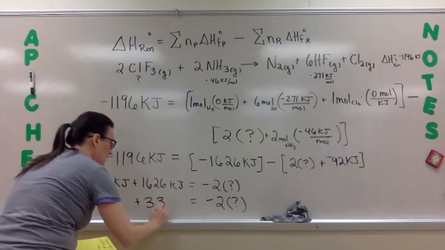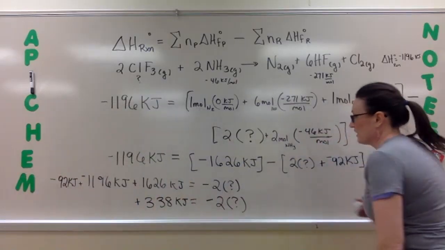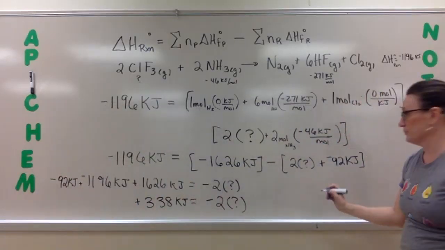Okay, what do we got over here? Oh, let me see that. Oh, this would be negative, not negative, positive. This would be positive 338. Just in case we've got some people who are stressed out right now. Then we divide by negative 2.